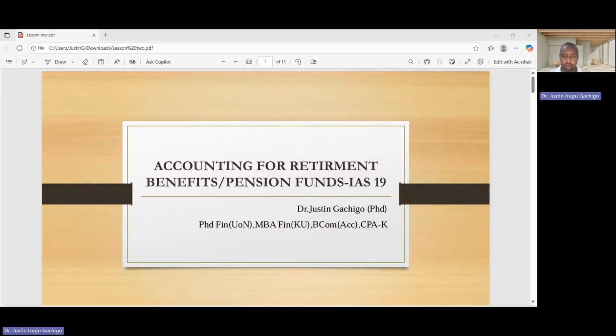So today I want us to look at the pension. I want us to look at the accounting for retirement benefits or pension. Now, these are basically the post-retirement benefits that you are going to get when you retire, especially if you're employed by an employer who normally pays pension or has this pension arrangement.